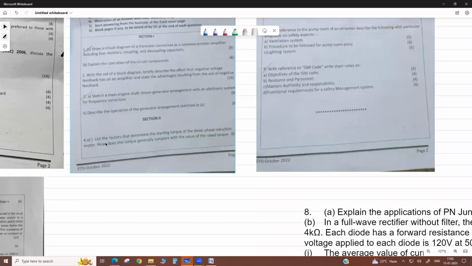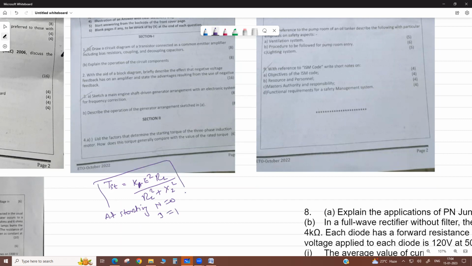Now part 2, list the factors that determine the starting torque. Now it is asking about the starting torque of a three-phase induction motor: TST equals K E2 square times R2 divided by R2 square plus X2 whole square. So here, slip at starting: because at starting speed is 0, slip is 1. That's why the slip disappears.